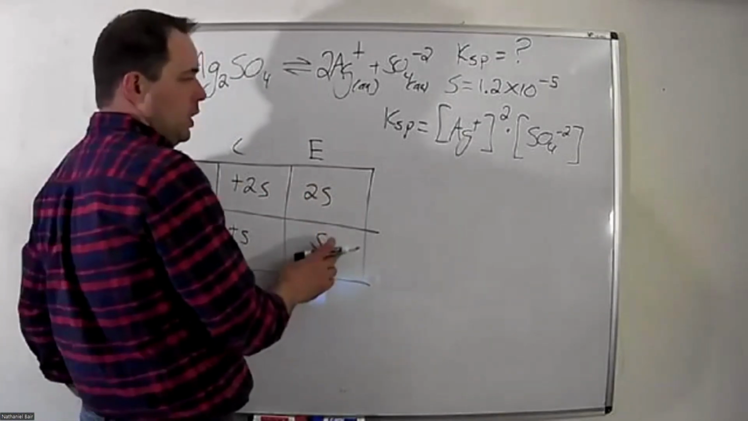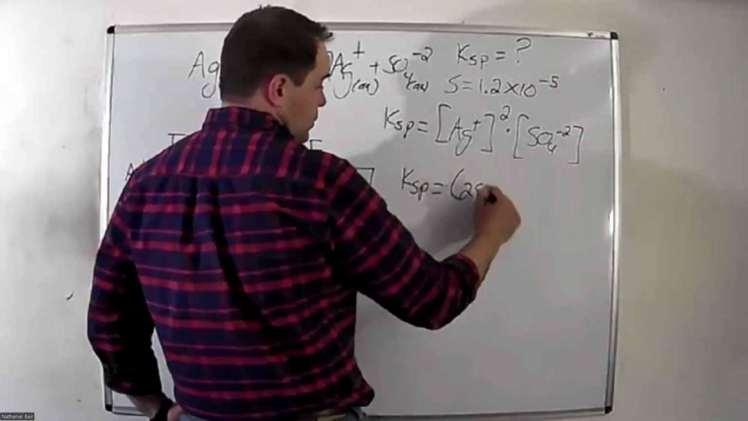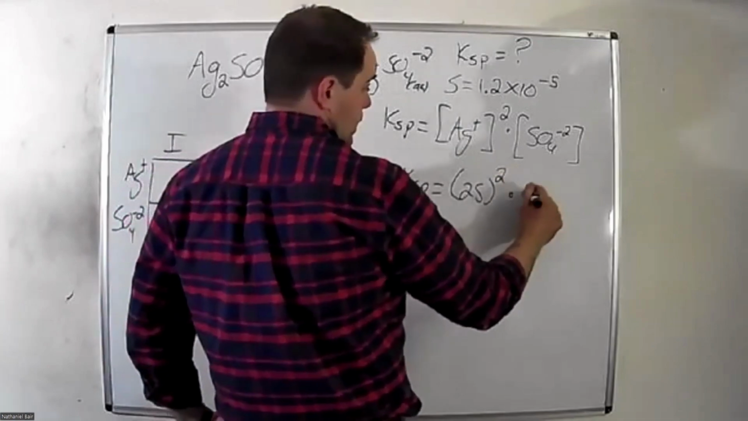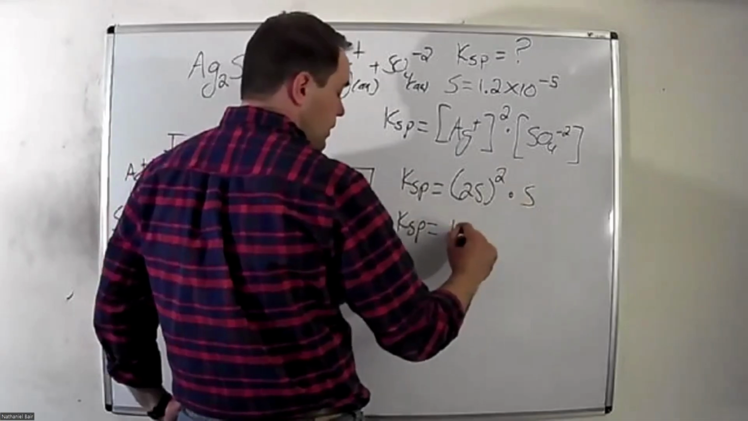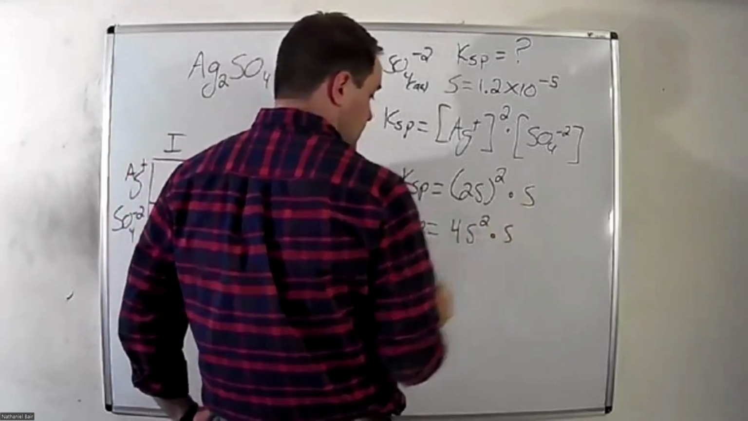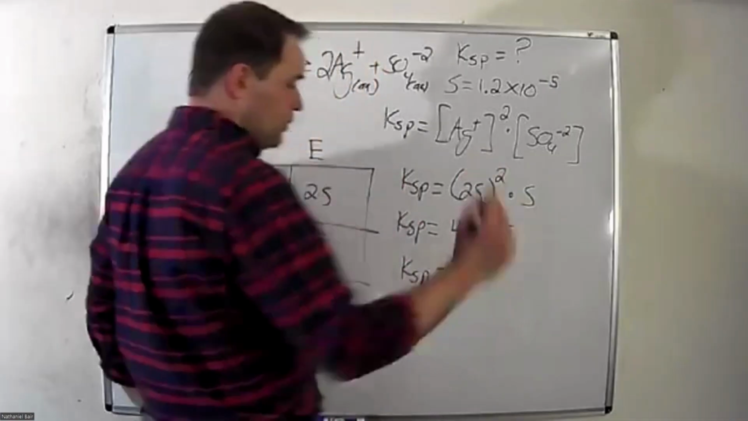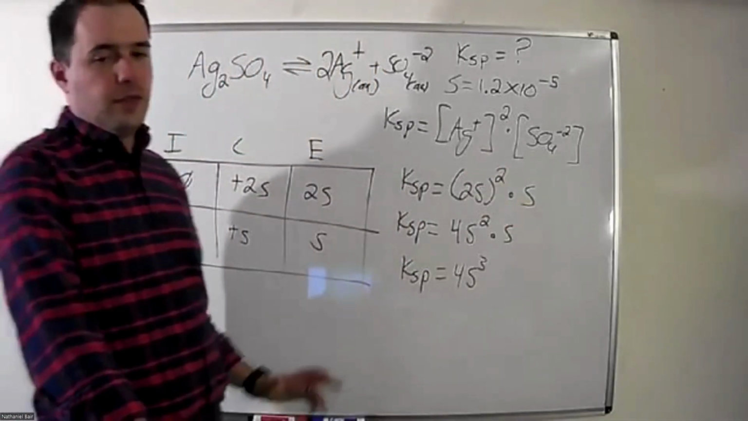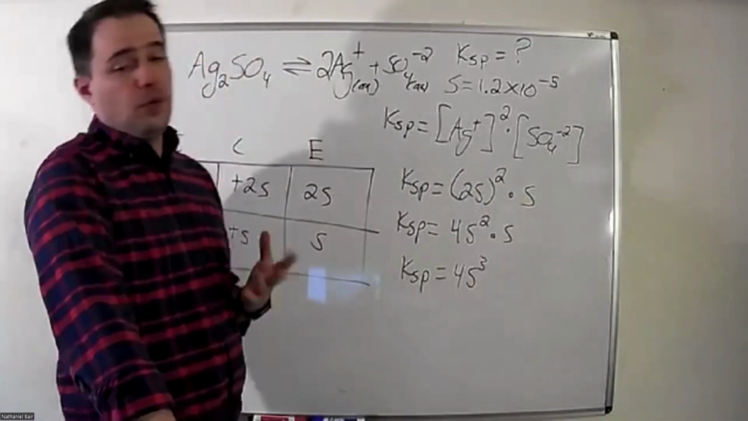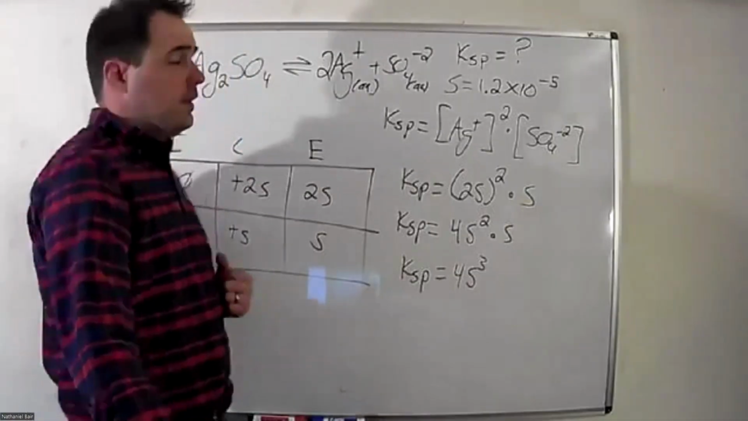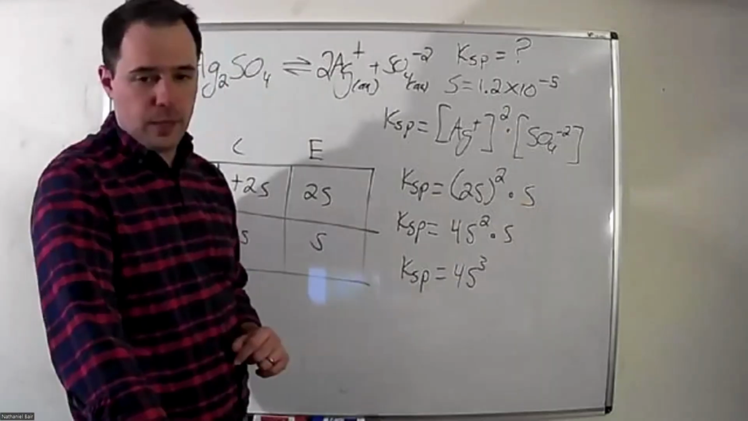We can plug this in. Ksp equals 2S squared times S. Ksp equals 4S squared times S. Ksp equals 4S cubed. So we end up with a very similar end result to that last problem. Now here's where this one's slightly different. Only place it's different is at the very end. This time, I'm giving you S and you're solving for Ksp.